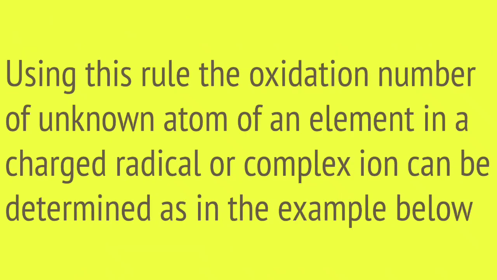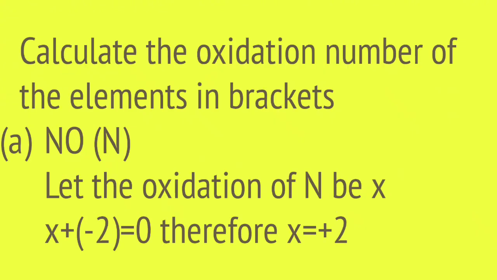Now, using this rule, the oxidation number of an unknown atom of an element in a charged radical or a complex ion can be determined as shown in the example below. Now, you are told calculate the oxidation number of the elements in bracket, and you are given nitrogen(II) oxide. Now, you are required to find the oxidation number of nitrogen in this particular case.